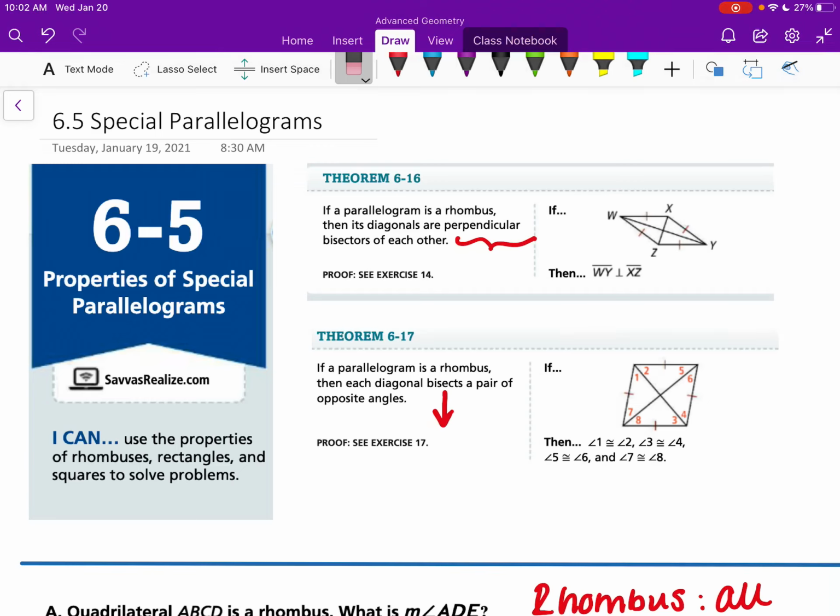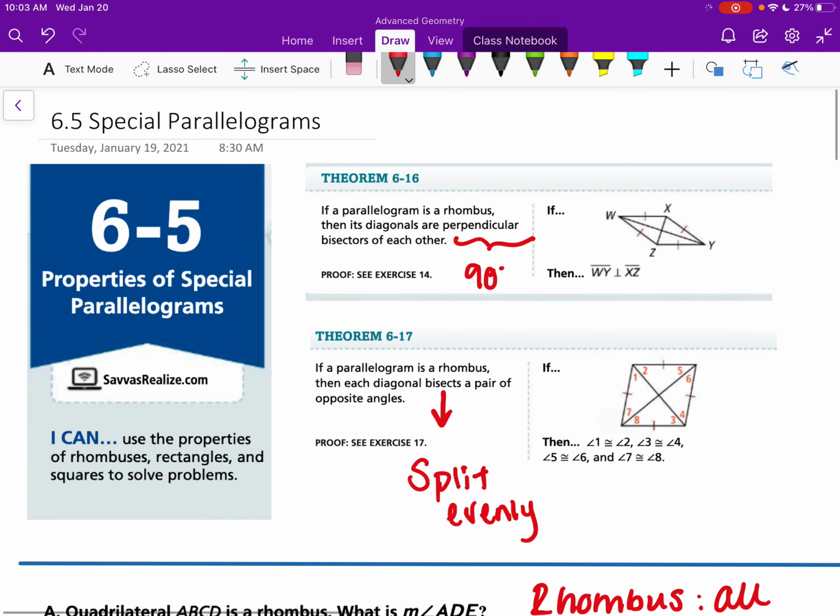In 6.5, we're going to jump into special parallelograms, so rhombuses, rectangles, and squares, using them to solve problems. Let's look at these first two theorems, and they're both about rhombuses. Essentially, if a parallelogram is a rhombus, the diagonals are perpendicular bisectors. A reminder, that means that they form 90-degree angles. And if they are a rhombus, the diagonals bisect a pair of opposite angles. Remember, bisect means to split evenly.